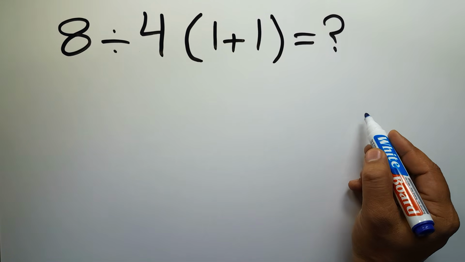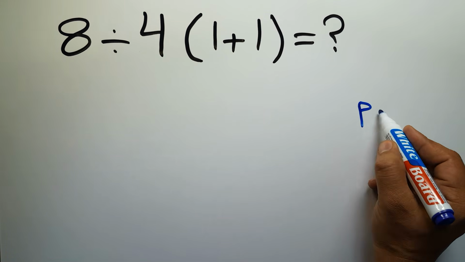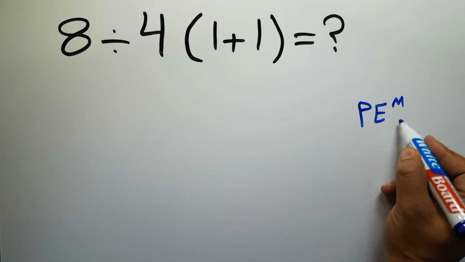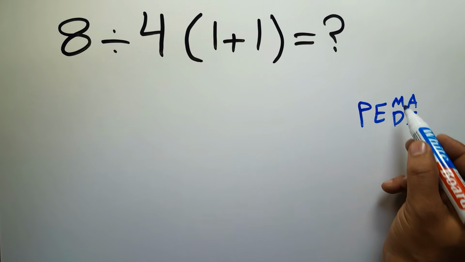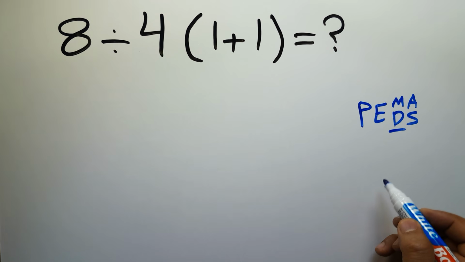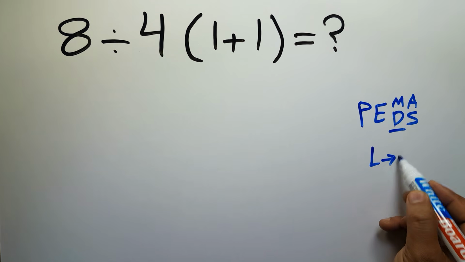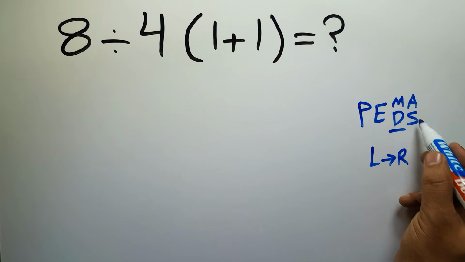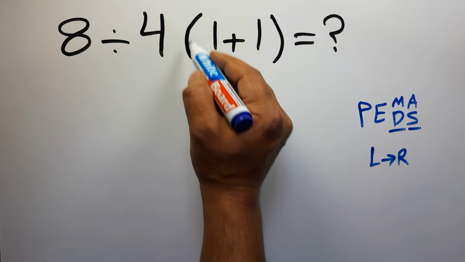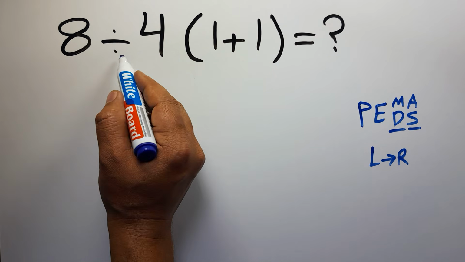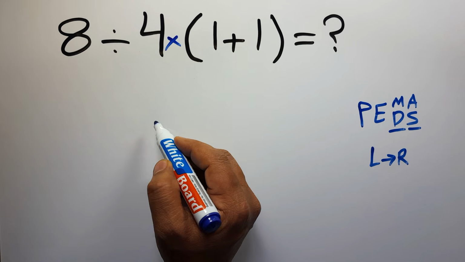According to the order of operations, first we have to do parentheses, then exponents, then multiplication or division, and finally addition or subtraction. Remember that multiplication and division have equal priority and you have to work from left to right. And the same applies to addition and subtraction. So therefore, here first we have to do this parentheses, then this division, and finally this multiplication.